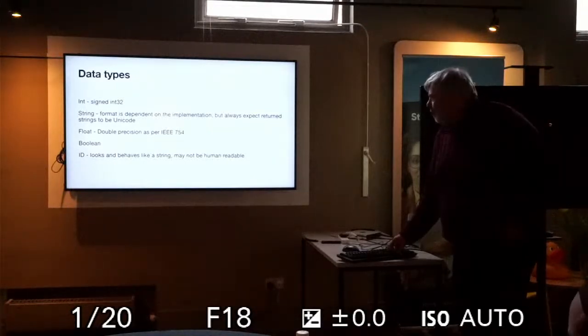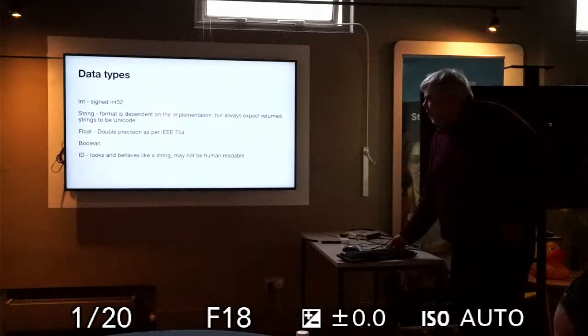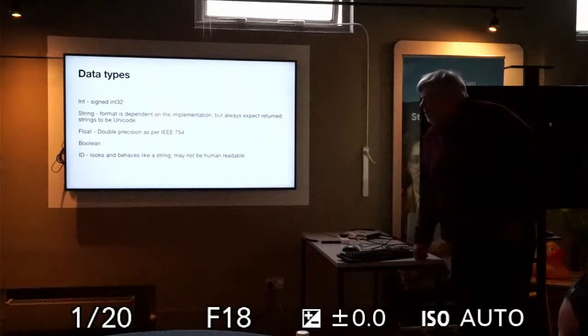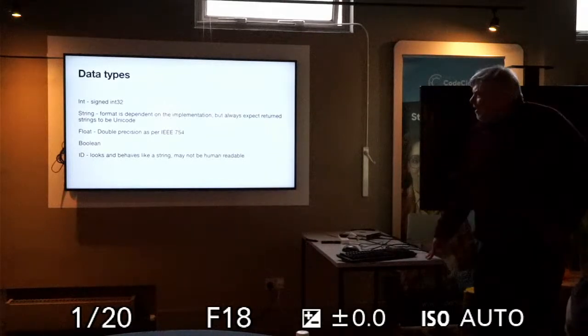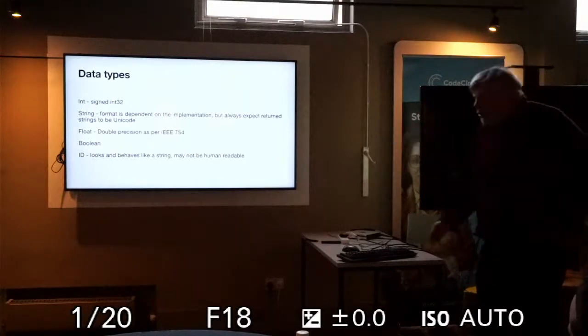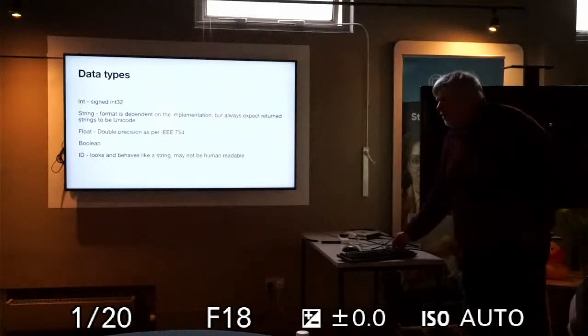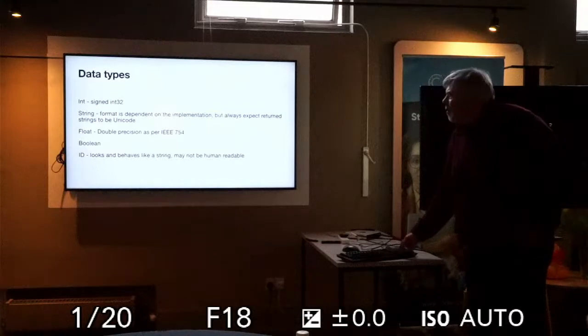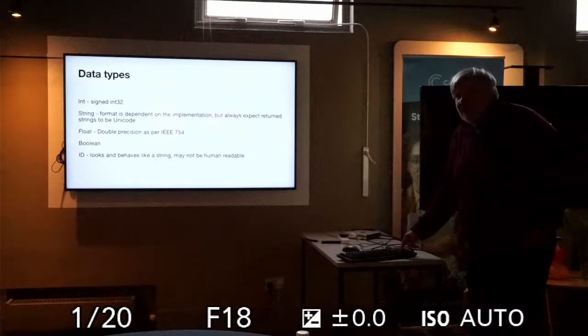Float is double precision as in IEEE 754. Boolean is true, false. ID is a thing, it's just an ID really. It looks and behaves like a string. So it can be random characters, don't expect it to be human readable. That's what they specifically say in the specification. But nobody ever uses IDs other than as identifiers, so nobody cares.